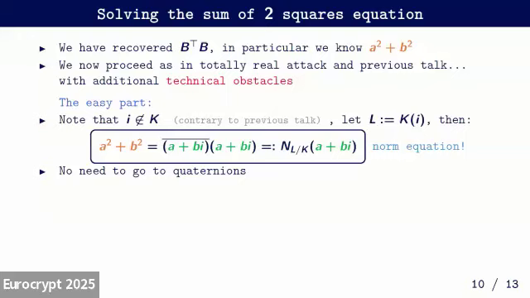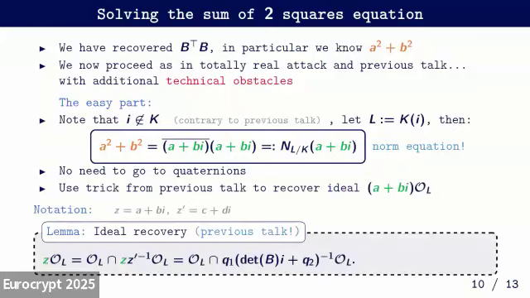And we have no need to go into quaternions, because I doesn't live in our number field, which was actually the case in the previous talk. Then we can, again, also use this trick from the previous talk to recover the ideal generated by Z, which is like this A plus BI.